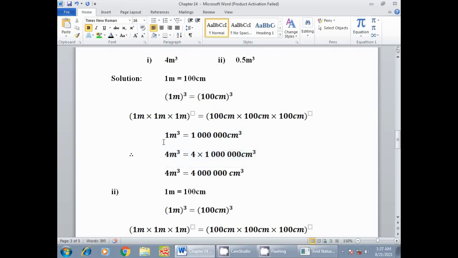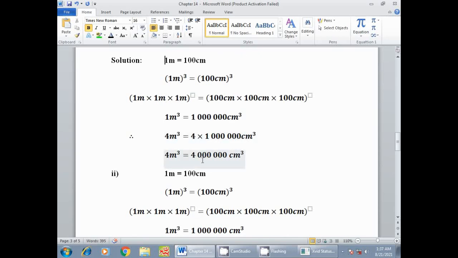Therefore, if 1 cubic meter equals 1 million cubic centimeters, then 4 cubic meters equals 4 multiplied by 1 million cubic centimeters. By taking the product of 4 and 1 million, their product is 4 million cubic centimeters. It means that 4 cubic meters equals 4 million cubic centimeters.